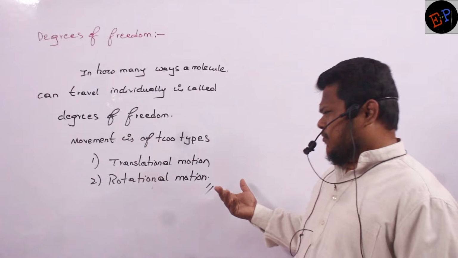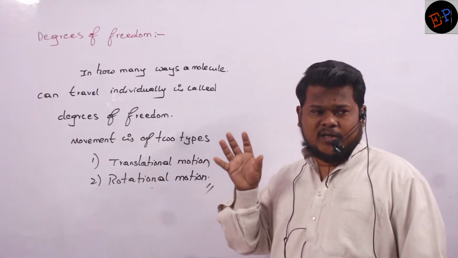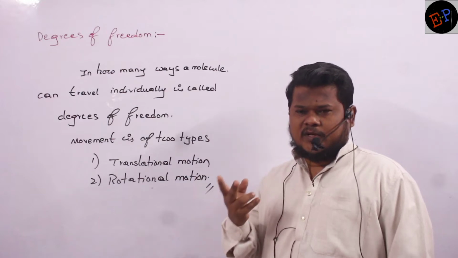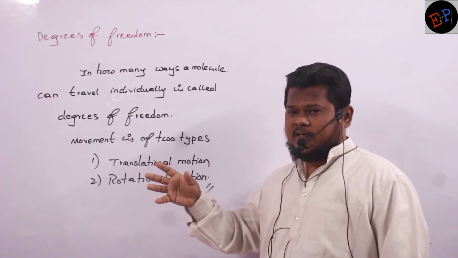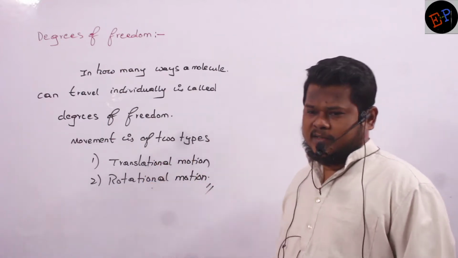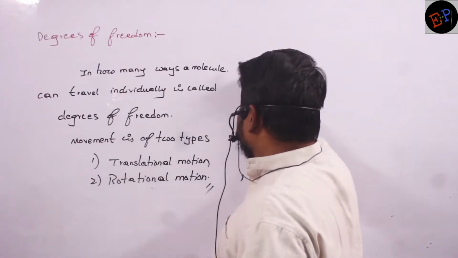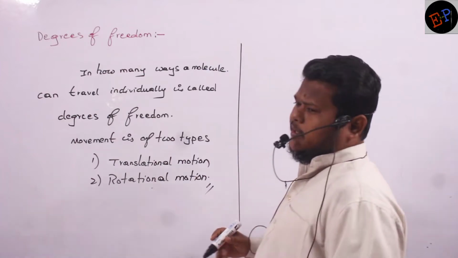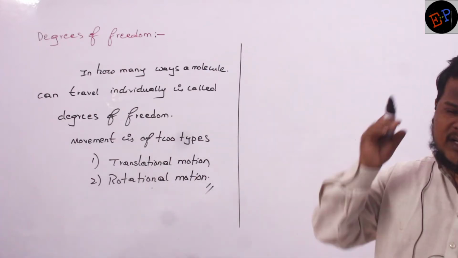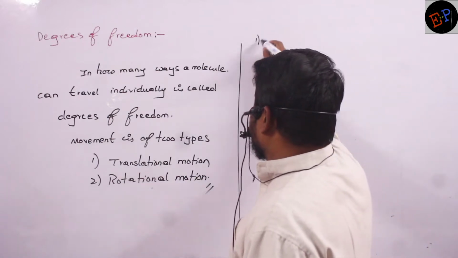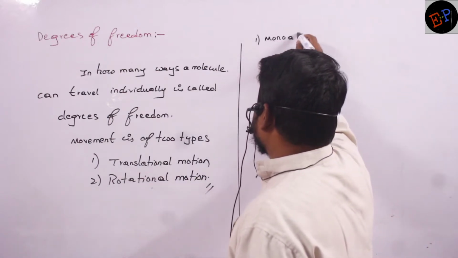So movement can be of two types, no? A molecule can move in a straight line, and a molecule can rotate also. So two types of motions are there. Either it can move in a straight line or it can rotate about any axis. Now we will study each type of molecule independently, and try to study how many degrees of freedom are possible. Clear, Nama? So first of all, I will take a monoatomic molecule.